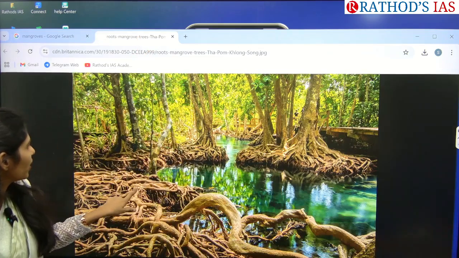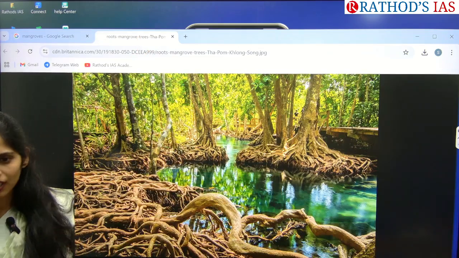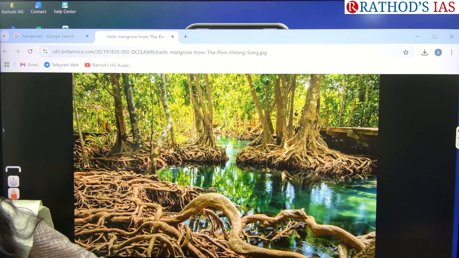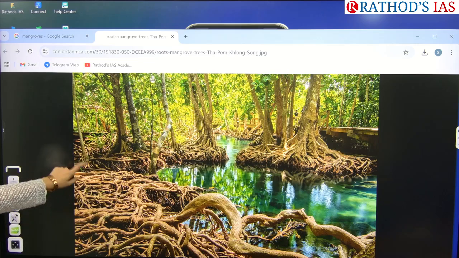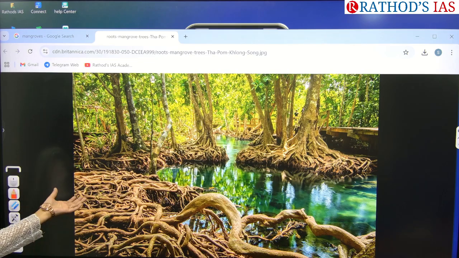So these are the mangroves. What can you see? They will be present in water only. Those are called mangroves. So can you tell me what you can observe here? The root system is present.